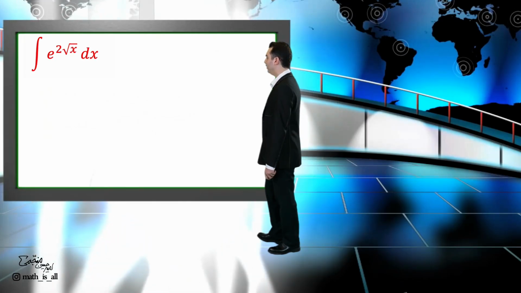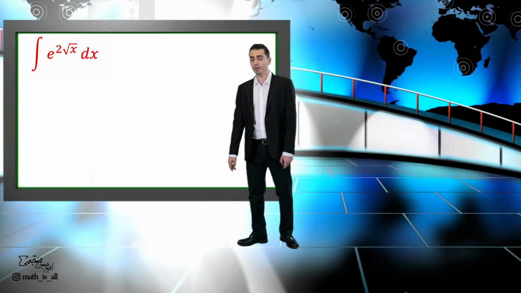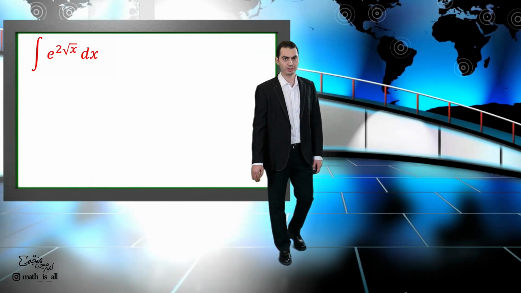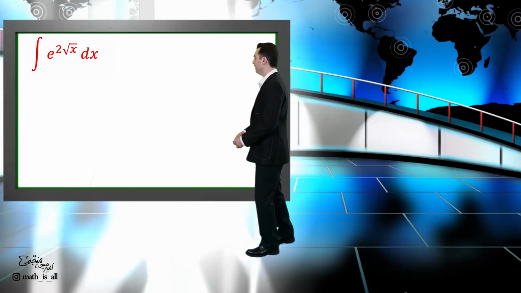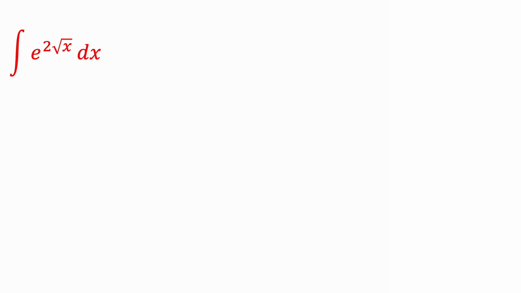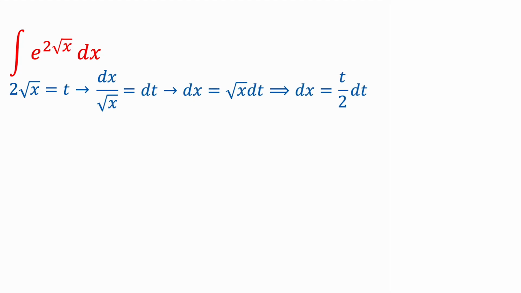The integral of e to the power of 2 square root of x dx. We previously discussed the formula for the integral of e to the power of a first-degree algebraic expression. To solve this, we are going to take the exponent and set it equal to t, or u. It really does not make a difference. If I let 2 times the square root of x be t, then I will differentiate both sides of the equation. This means that dx divided by the square root of x becomes dt. On one side, if you solve for dx, it becomes square root of x times dt.